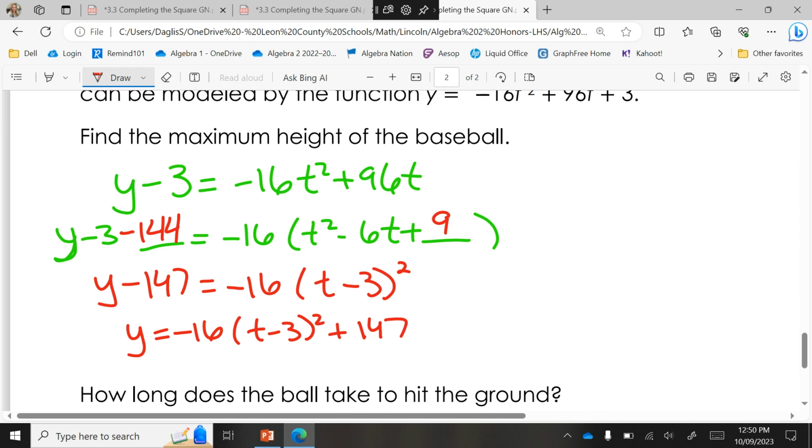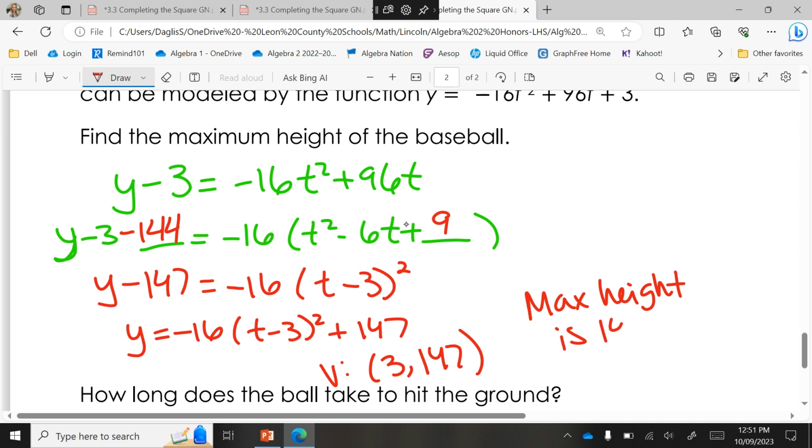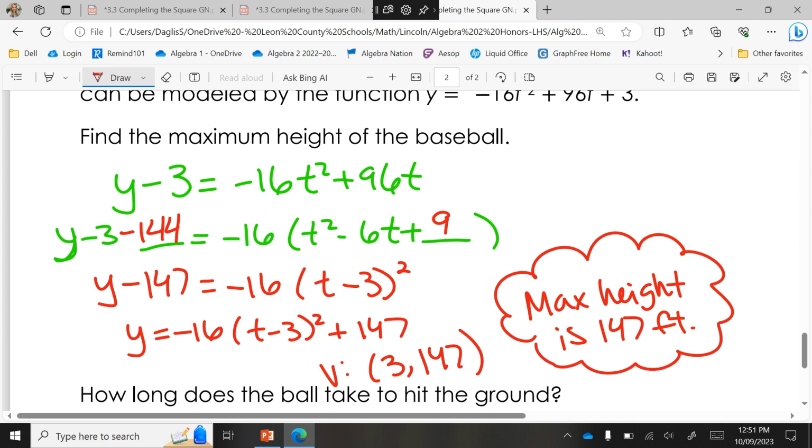Okay. So what is the vertex of this baseball? 3 and 147. Now, what was the question, though? What's my maximum height? So what is the maximum height? 147 feet. Good. Max height is 147 feet. They didn't ask me this, but I'm going to ask you this. How long did it take for it to reach its maximum height? 3 seconds. Woohoo! Good job.